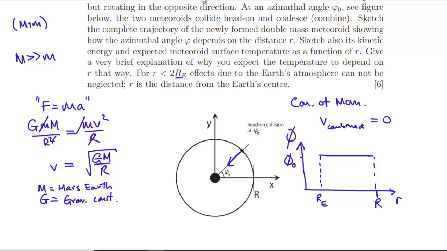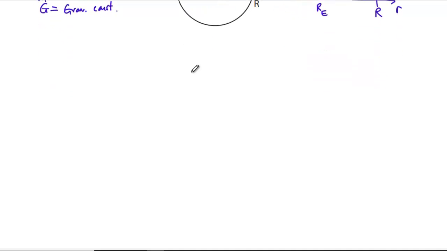Sketch also its kinetic energy and expected meteoroid surface temperature as a function of R. Give a very brief explanation of why you expect the temperature to depend on R that way. And for R less than twice the radius of the Earth, the effects due to the Earth's atmosphere cannot be neglected. Right, so we've got to do kinetic energy and temperature as a function of R.